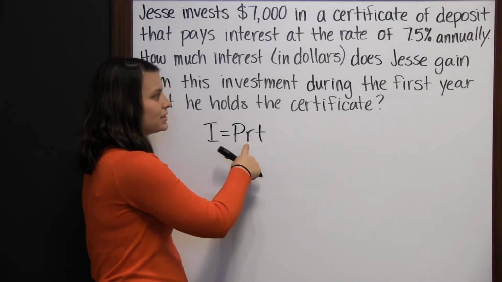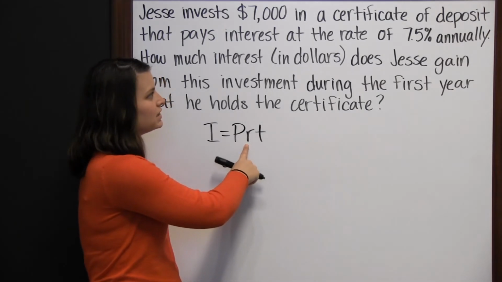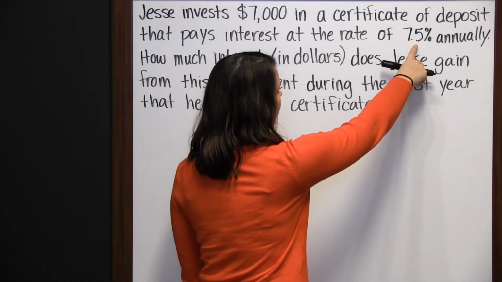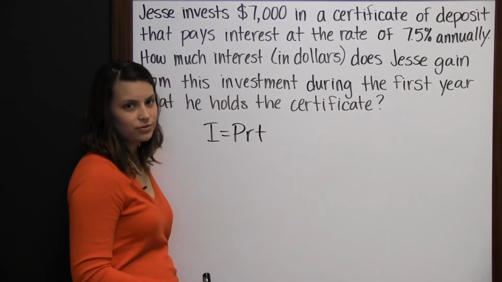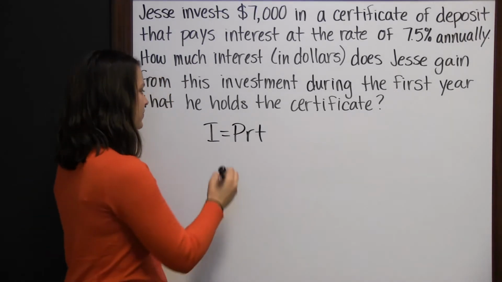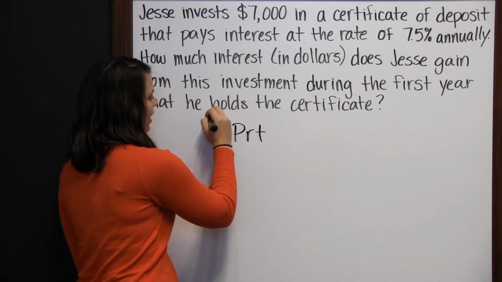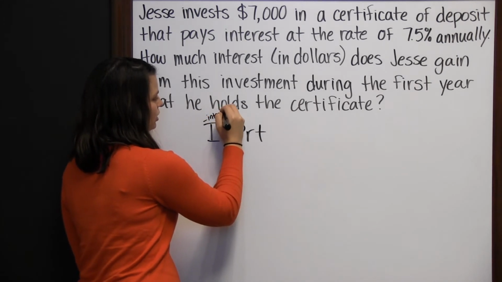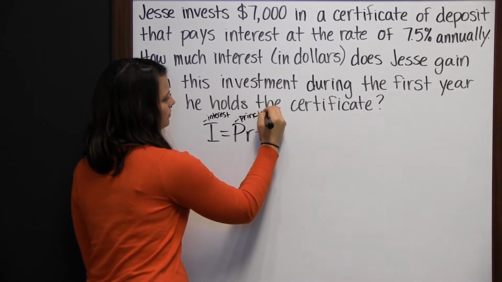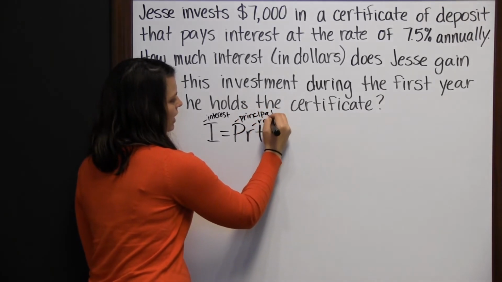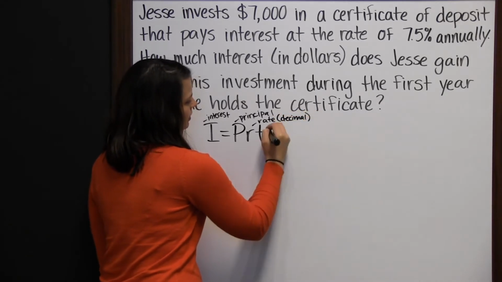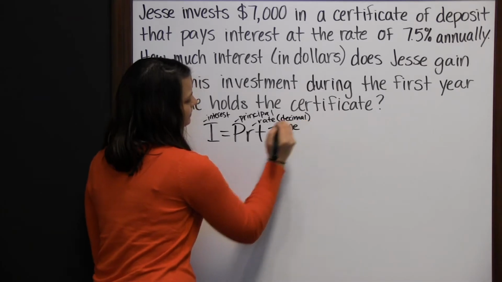The R is the rate, or the percentage, but written as a decimal. So we're going to take 7.5% and write it as a decimal. That'll be our rate. And then T stands for time. So you may want to make a note of that. This I is the interest, P is the principal, R is the rate as a decimal, and the T is the time.